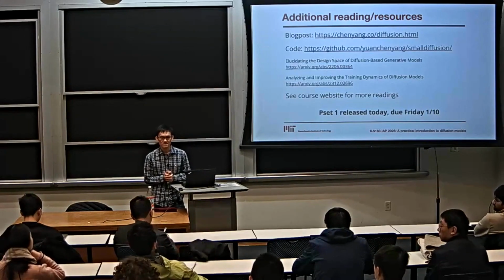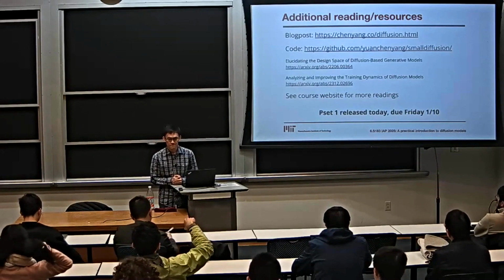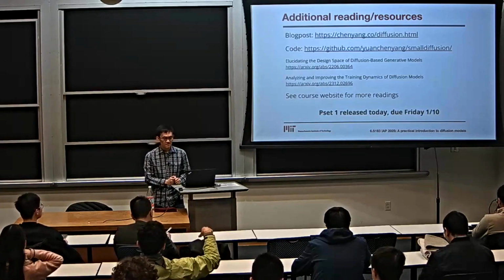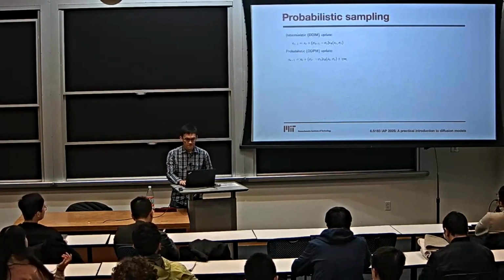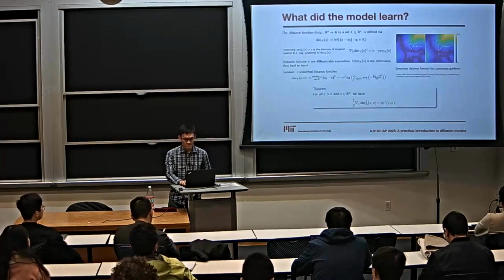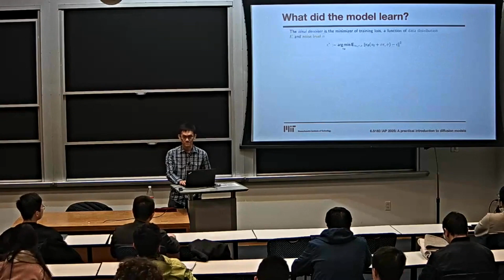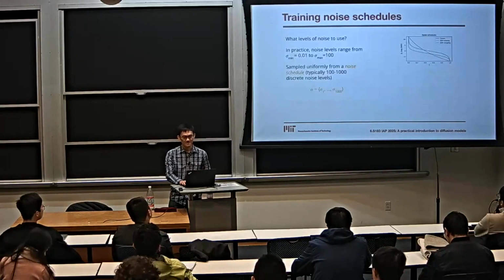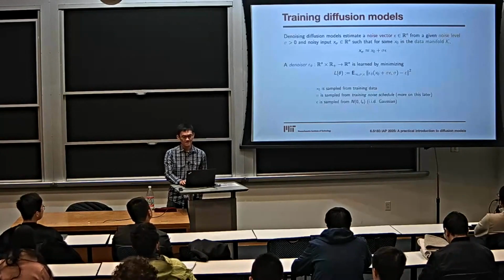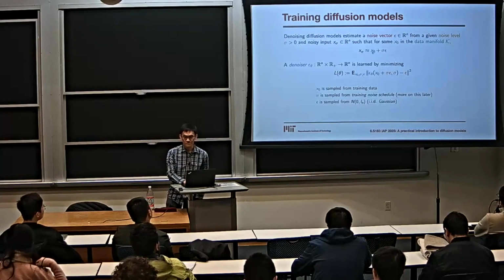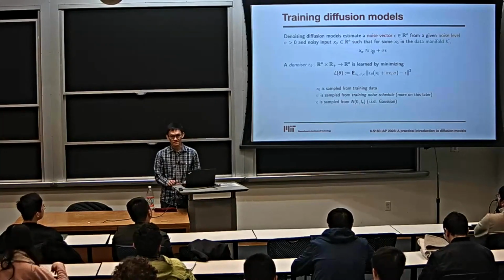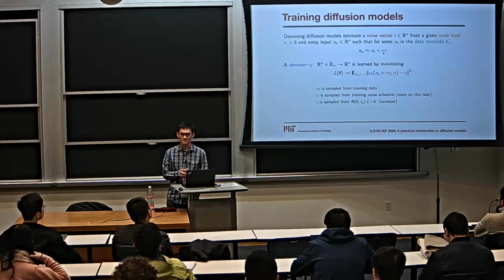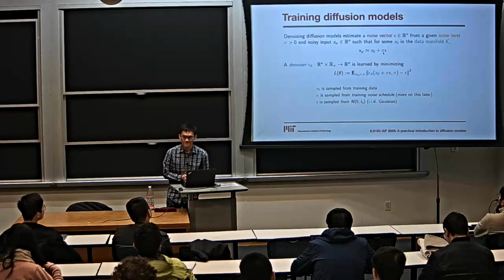Yes? This is kind of a dumb question, but in the SNR graph, how do you calculate the SNR? Would it just be like the magnitude of the control image? Yes, so the question is how do you calculate the signal to noise ratio? Because I've only told you what the noise level is, right? It turns out that this X0 is usually normalized to have unit variance. So because it's normalized, the sigma is basically the noise to signal ratio.